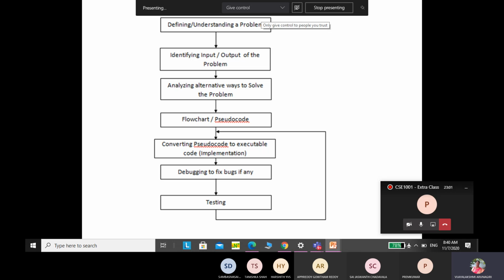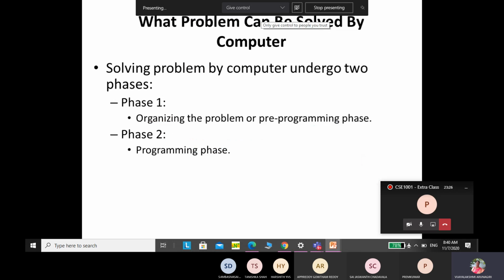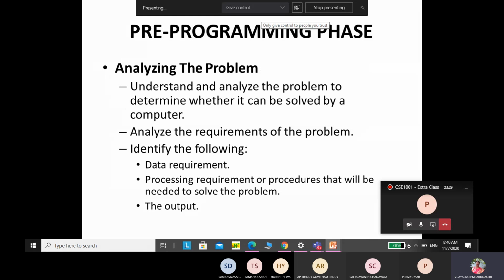Again I'm telling you, in phase one we are focusing more. That is the pre-programming phase: defining the problem, identifying the input and output, and writing the pseudocode. You will get 60 percent of the marks for that, and for executing the code, correcting the error and testing, only 40% weightage will be given. So first, what is meant by the pre-programming phase, and how do these steps have to be completed?